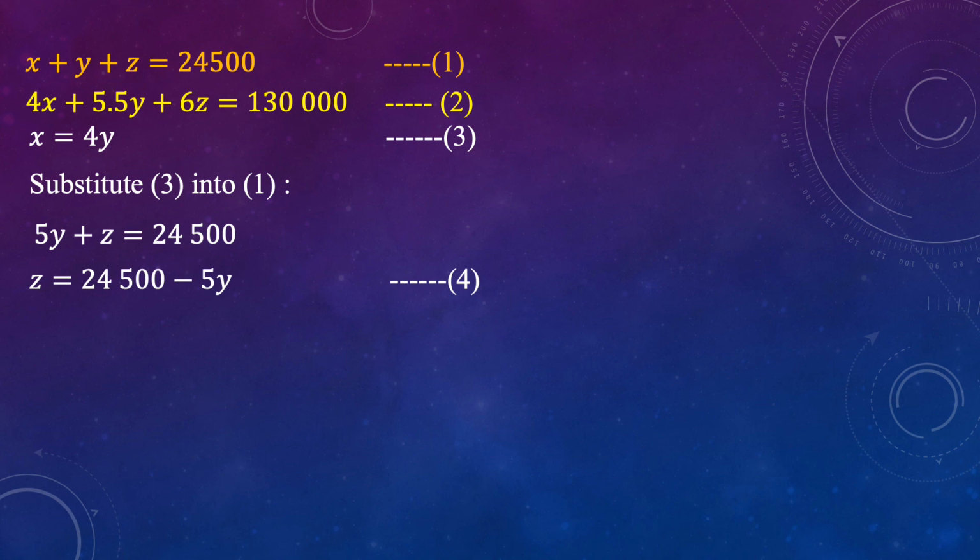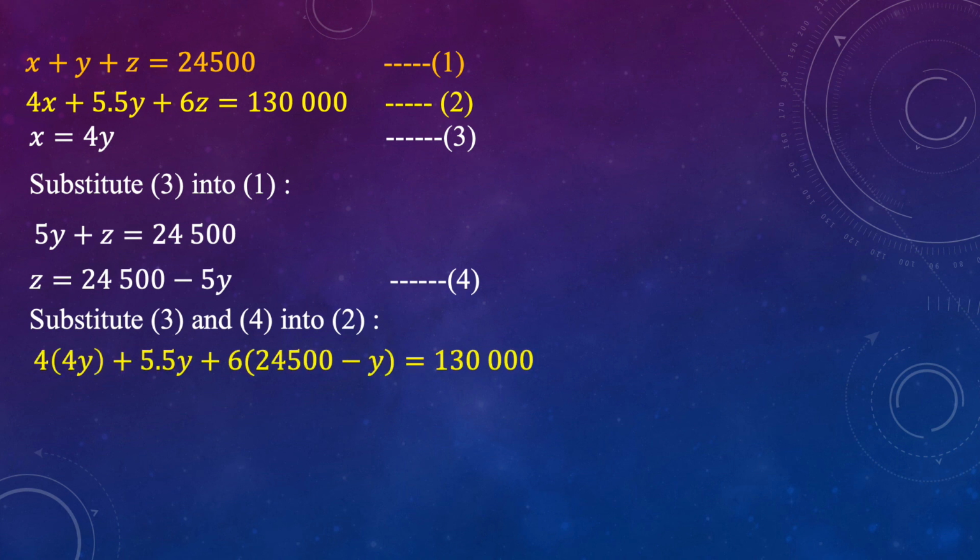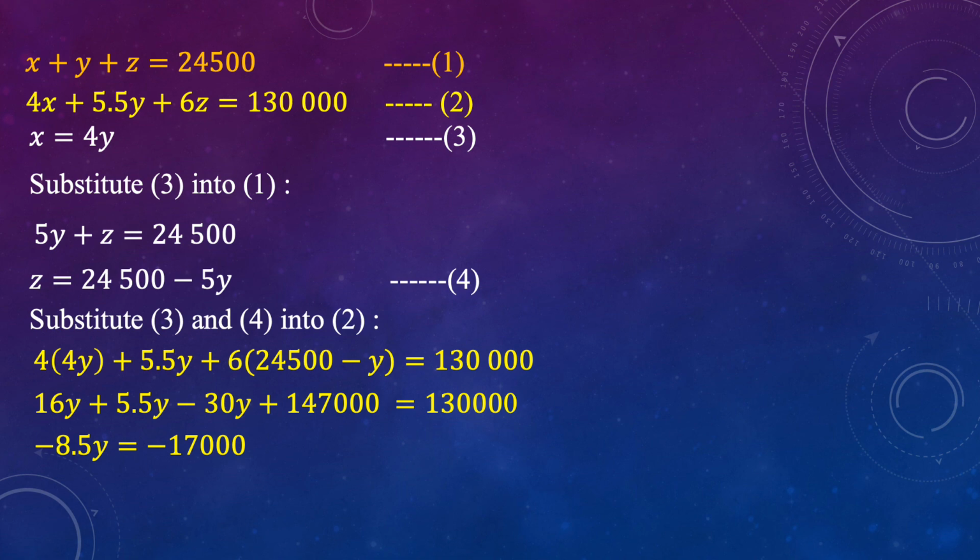Then we substitute 3 and 4 into equation number 2. So 4x will be 4 times 4y, and then 5.5y plus 6z. z will be 6 times 24,500 minus 5y. So you get this equation, and then you expand it. You get 16y plus 5.5y minus 30y plus 147,000 equals 130,000. So this one we already rearrange, and then you simplify this part, you get negative 8.5y equals negative 17,000.